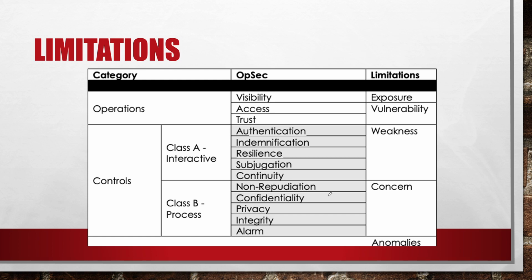So you have your limitations as well. Limitations, if we take these operational securities and the categories that they are in, we can apply a limitation to each as well, being either exposure, a vulnerability, a weakness, and a concern. So if anything happens in the class B process, being non-repudiation, confidentiality, privacy, integrity, or alarm, we're talking about a concern limitation. A weakness happens when we have an authentication, identification, resilience, subjugation, or continuity, etc.